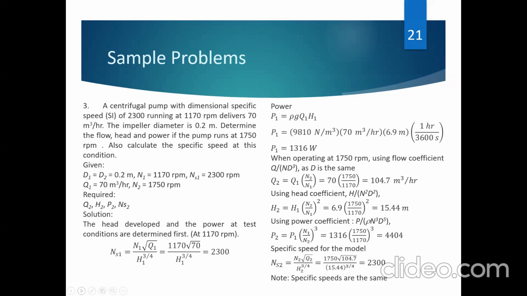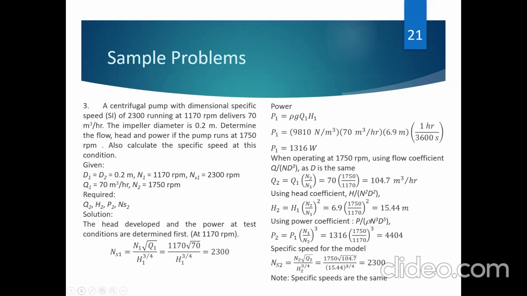N1 is 1170 RPM, NS1 is 2300, in SI, which is not an actual RPM. That is specified, given by the dimensions, but it is not a real RPM. Q1 is equal to 70 cubic meter per hour. N2 is 1750 RPM. It changed speed. So required are Q2, H2, P2, and NS2.